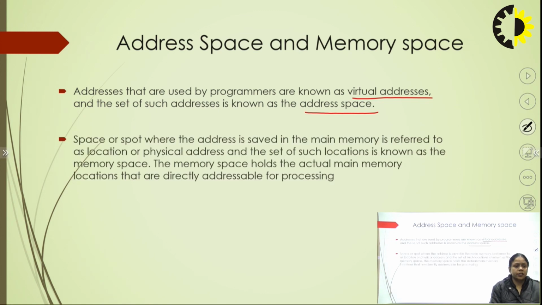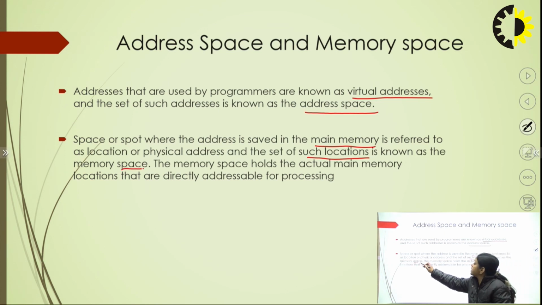Now the next question is, what is memory space? A spot where the address is saved in main memory is referred to as the location of a physical address. The set of such locations is known as the memory space. The address of the main memory is known as a physical address, and the set of these addresses is known as memory space. The memory space holds the actual main memory locations that are directly addressable for processing. Fine. So we have two addresses. First one is our virtual address.